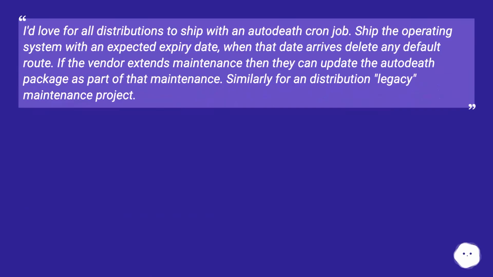I'd love for all distributions to ship with an Autodeath cron job. Ship the operating system with an expected expiry date. When that date arrives, delete any default route. If the vendor extends maintenance, then they can update the Autodeath package as part of that maintenance. Similarly for a distribution legacy maintenance project.